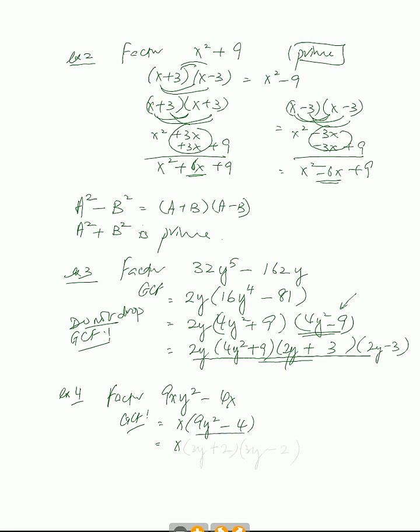Okay, so what you take out, please don't drop it. Now you're looking at the remaining polynomial over there, and it is a perfect square, and they are separated by a minus, so that means that you can continue. So for 9y squared you take 3y and 3y, and 4 is 2 and 2. And then you have a plus, and you have a minus.